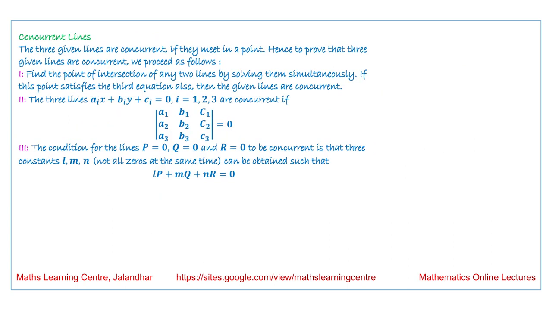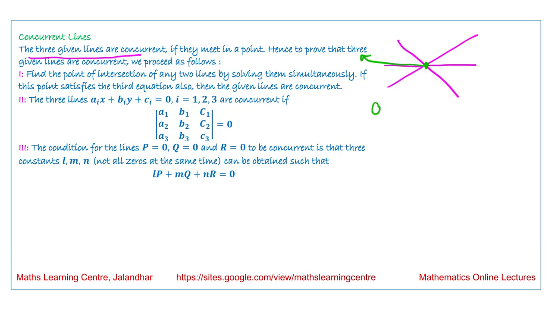Next is concurrent lines. We are talking about three lines that are given and they are said to be concurrent if they meet at a point. We have three lines meeting at a point, then these three lines are said to be concurrent lines.